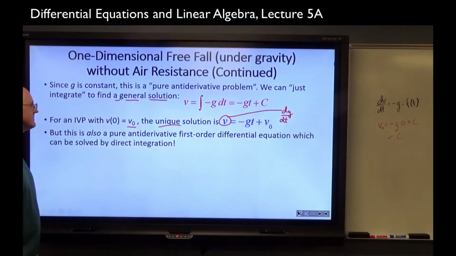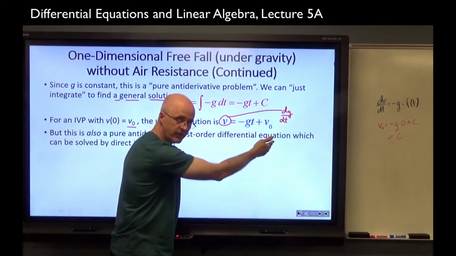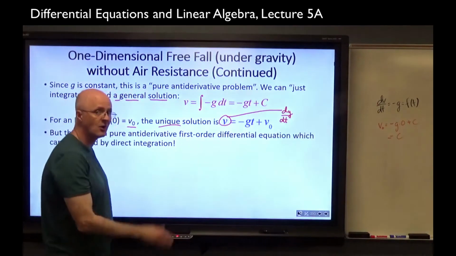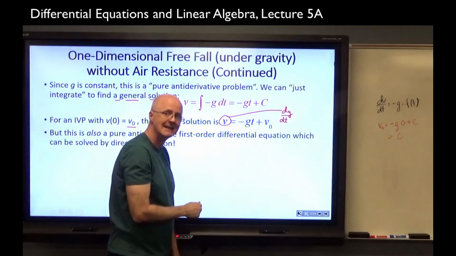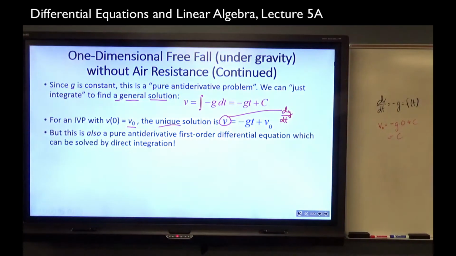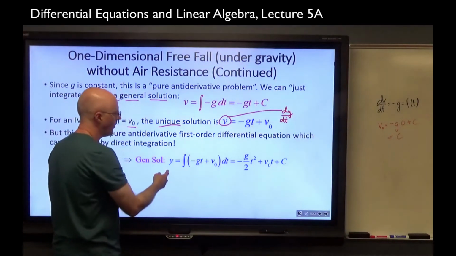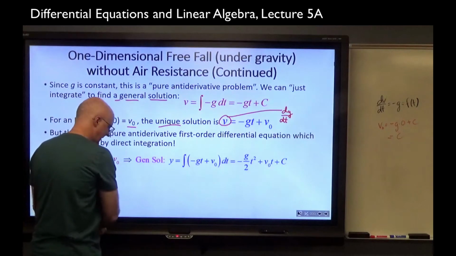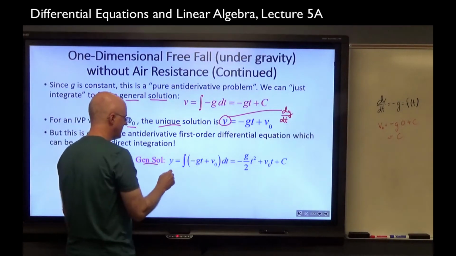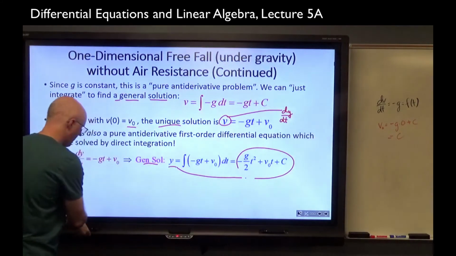It's a first order differential equation that can be solved by direct integration again. It's also a pure antiderivative. Now you really see a function of t over here, and there's no plain v's. It does not involve the dependent variable, unlike some of the other differential equations that we've looked at. So integrate negative gt plus v0 to get y as a function of t. And the general solution is that y equals this, where c can be anything.